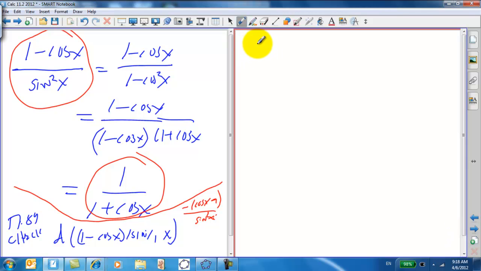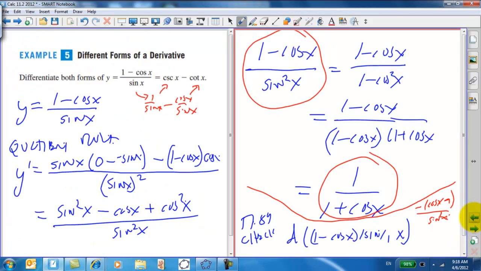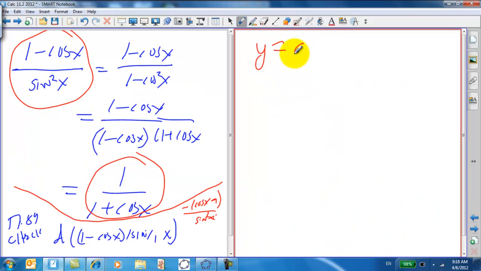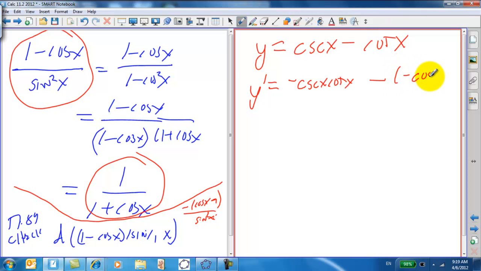If we look at this as y equals the original function, I believe it was cosecant x minus cotangent x. You get a very different derivative now if we just use the derivative rule on cosecant. Remember, that's negative cosecant cotangent, minus, and the derivative of the cotangent is negative cosecant squared of x. So we end up with negative cosecant x cotangent x plus cosecant squared of x.